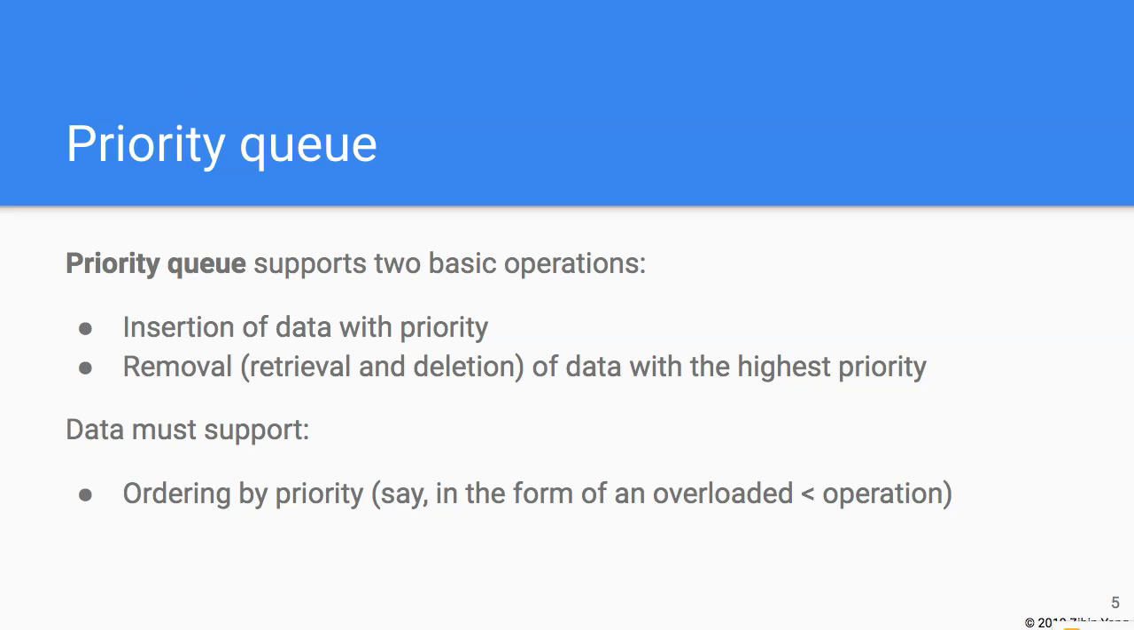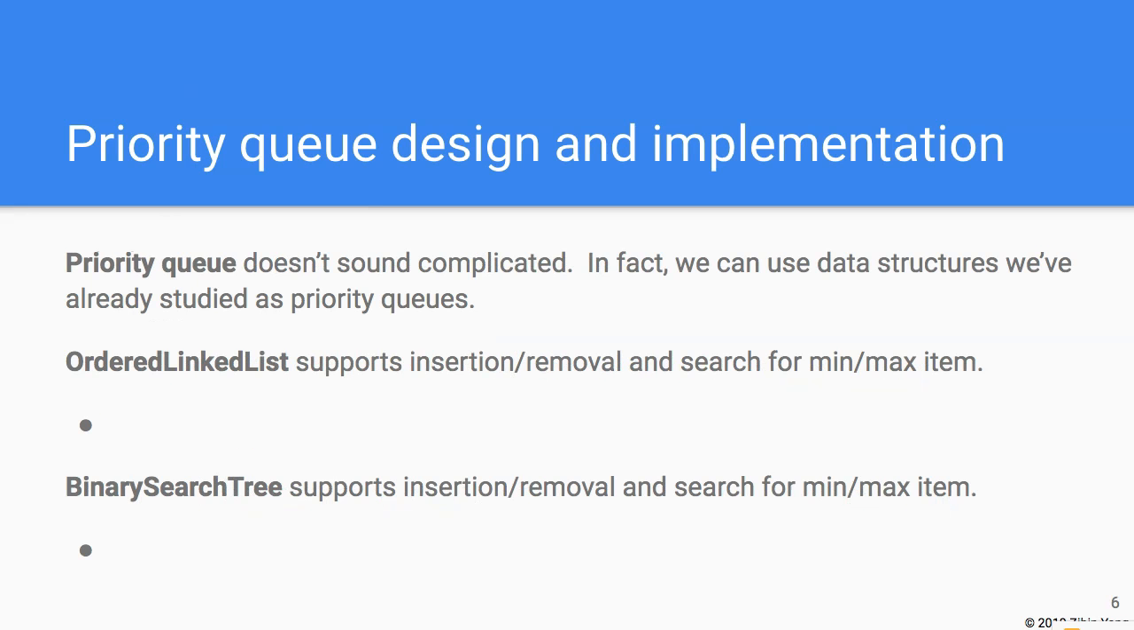Now the data itself must support some sort of ordering by priority. For example, in Python, the way to implement that is probably in the form of an overloaded less than operation, so that we can say one task has a higher or lower priority than another task. So a priority queue really doesn't sound that complicated, right?